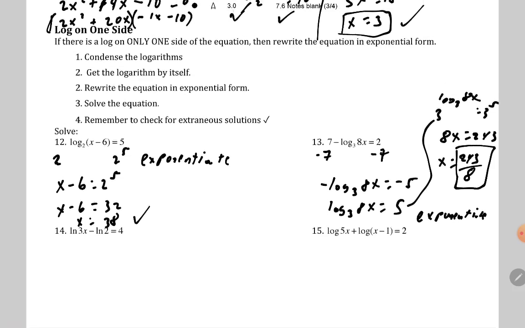All right, let's do another one. Number 14. ln of 3x minus ln of 2 equals 4. So remember, we need to condense these. The minus sign means ln of 3x divided by 2 equals 4. So we're going to exponentiate both sides. Remember, natural log is base e. So I'm going to e both sides.